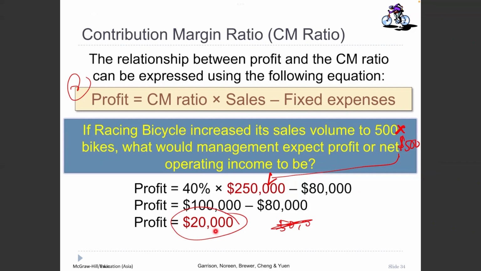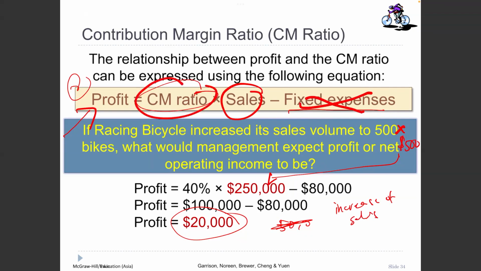Okay, so it depends later on. If the question gives you the total sales and the fixed expenses and the CM ratio, therefore this is the formula that you can use. But if they tell you how much is the increase of sales and do not give you the fixed expense, and it gives you the CM ratio, you can just use the increase of sales multiplied by the CM ratio that you know just now. So it depends on the question, what type of information they are giving you.